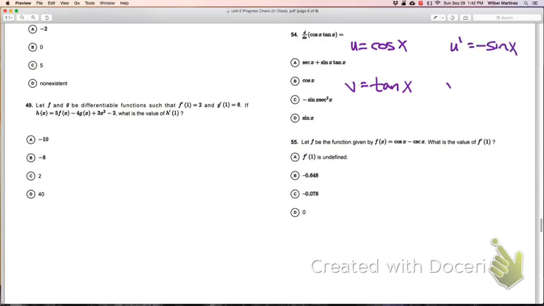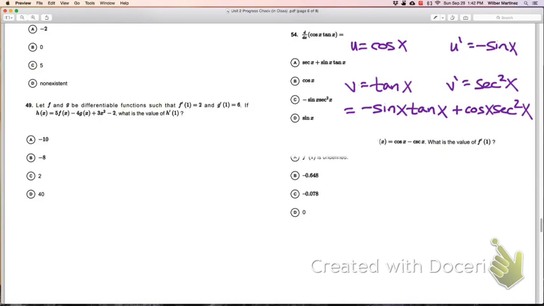Now, we can go ahead and multiply backwards first. So the derivative multiplied backwards would be negative sine of x times tangent of x. And then multiply forwards, so that would be plus cosine of x times secant squared of x. And one thing I want you to notice is that that is not one of our answer choices. So we need to do a little bit of manipulation.